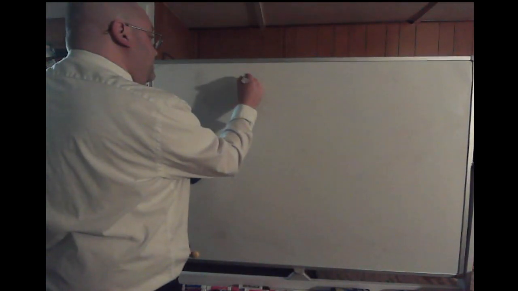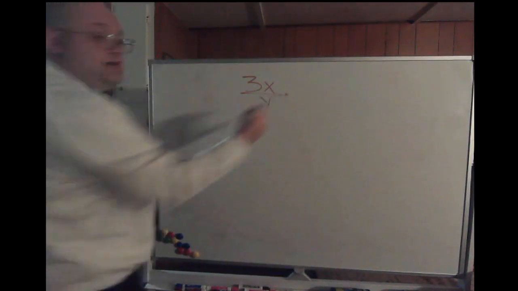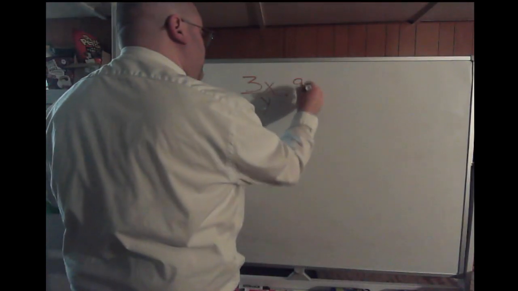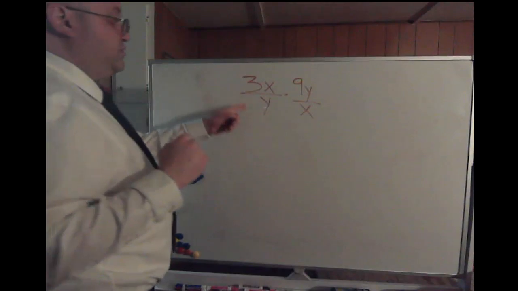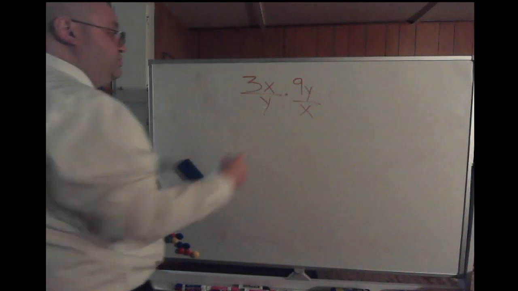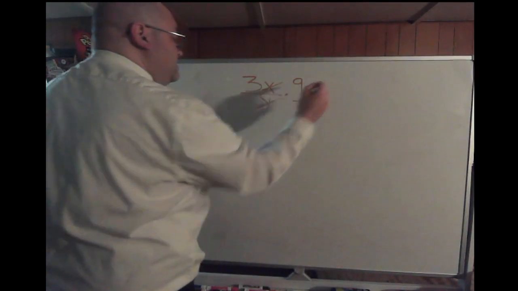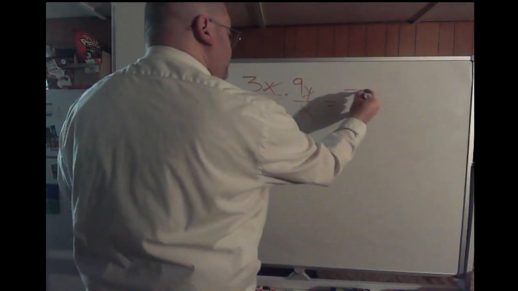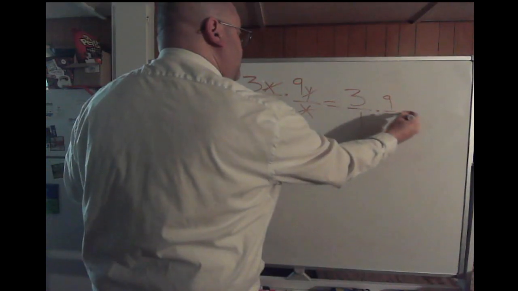Alright, let's see. We have 3x over y times 9y over x. So 3x over y times 9y over x. What should jump out at you is the x's will cancel out from numerator and denominator, so will the y's. The y's are gone. You're just simply left now with, well, 3 over 1 times 9 over 1.